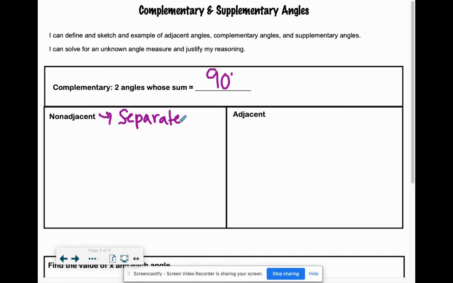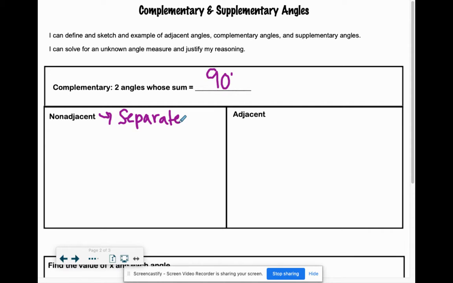I think I spelled that wrong though. Oh Lord. Separate. Am I right? I just put separate. Did I spell it right though? S-E-P. I think it's S-E-P-R-E-T. I don't know. I think we're good. I think we're okay. Okay.